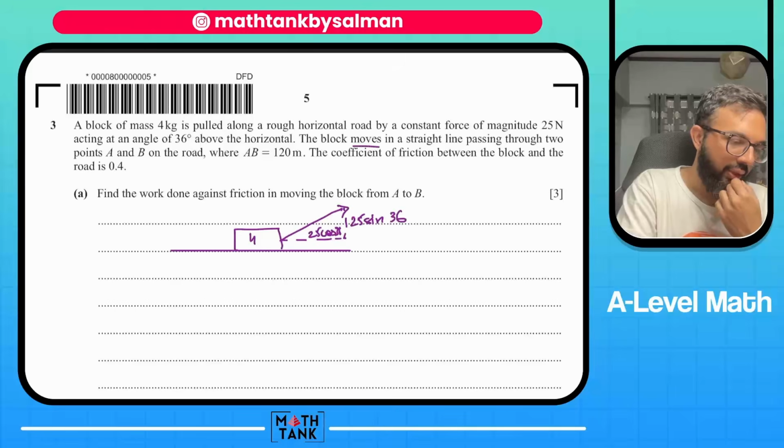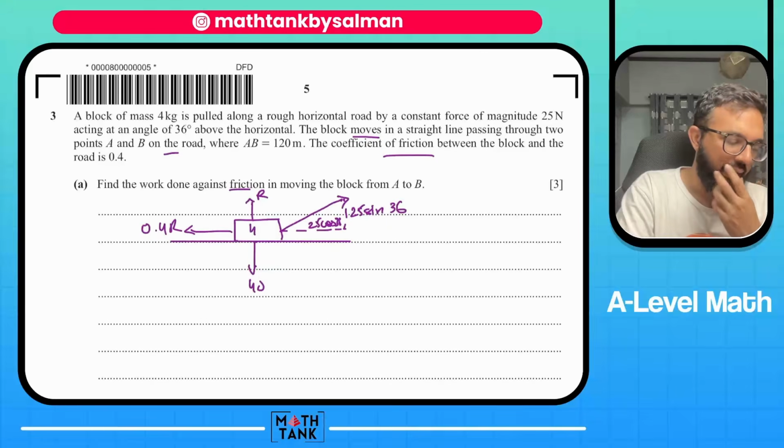The block moves in a straight line passing 2 points A and B on the road. AB is 120 meters, so the distance covered is this. The coefficient of friction between the block and the road is 0.4 R. Find the work done against the friction in moving the block from A to B. So as long as I can find out the friction quickly, that should solve the problem.